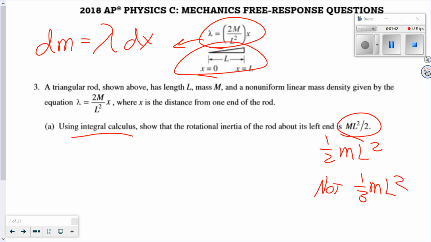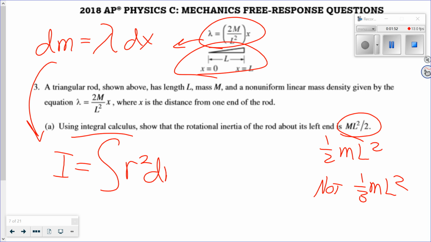Okay, and wait, whoa. Why do we need dm? I have to say this for my due diligence in teaching. It says on the equation sheet that the real rotational inertia is the integral of r squared dm. And that's how you should start this thing using integral calculus. There's an integral, and there's rotational inertia. I better start from that step. Okay, but it's important to know too.